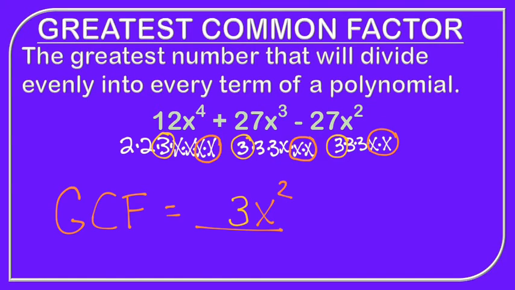Some students don't do this problem that way. They would find the greatest common factor by just thinking in their head, what is the biggest number that goes into 12 and 27 and negative 27? And the biggest number is 3. Then they would look at the exponents on the x's, and they would see that the first term has 4, the second term has 3, and the third term has 2. So they all have at least 2 x's. And then just from inside their head, they would write down that the greatest common factor is 3x squared. So you could do the prime factorization like I did first, or you could just find the greatest common factor by using what you know about multiplication and division and exponent rules.